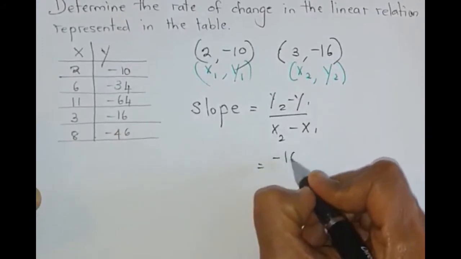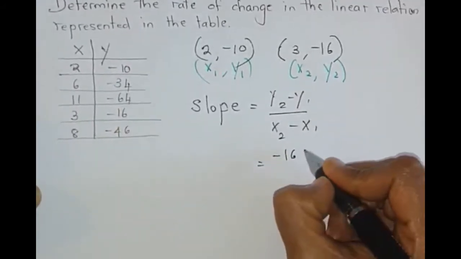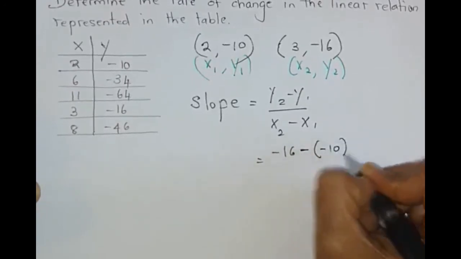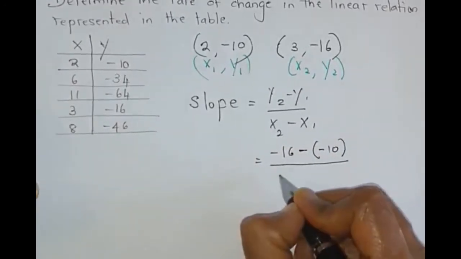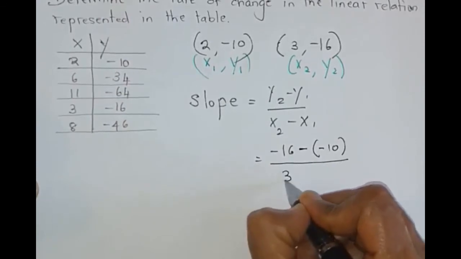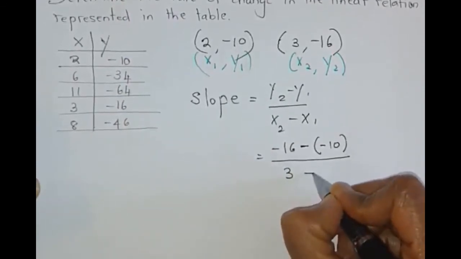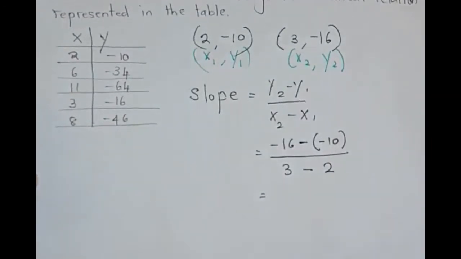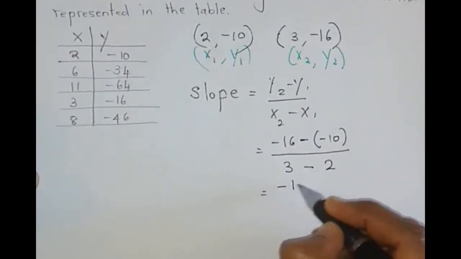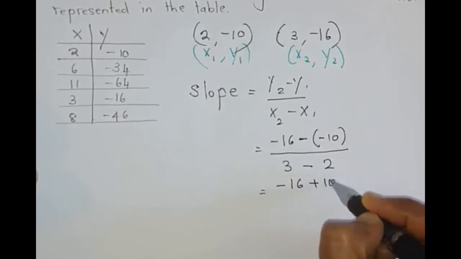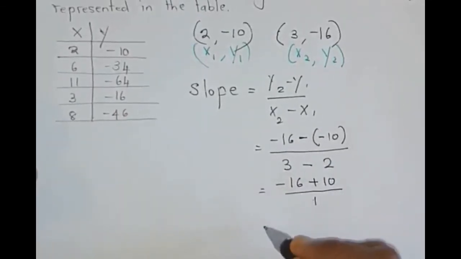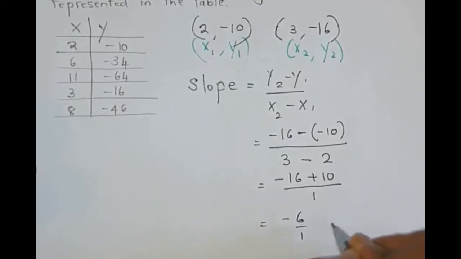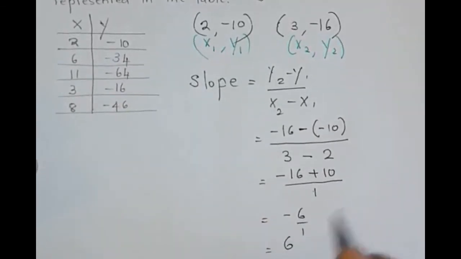Let's do that. y2 is -16 and y1 is -10. So minus -10, over x2, which is 3, minus x1, which is 2. Okay, let's see what we have in the numerator. It's -16 plus 10 over 1. So that's going to be -6 over 1, which is again -6.